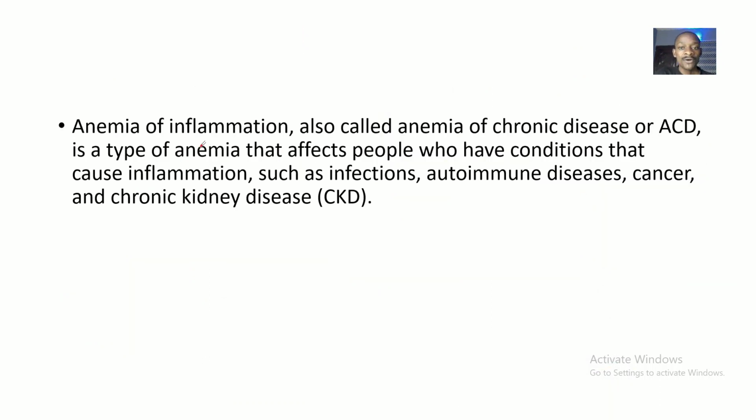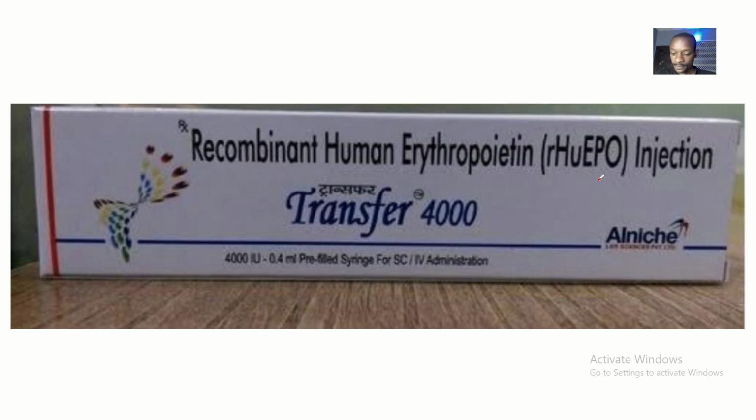Anemia of inflammation, also known as anemia of chronic diseases or anemia of chronic disorders, is a type of anemia that affects people who have conditions that cause inflammation, such as infections, autoimmune diseases, cancers, and chronic kidney diseases. So basically, you have other underlying medical conditions, and these are the ones that cause the anemia. That's why you call it anemia of inflammation, anemia of chronic diseases, anemia of chronic disorders. Any of these names can go in.